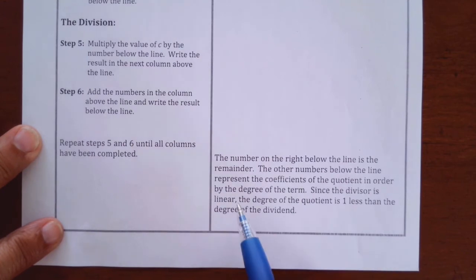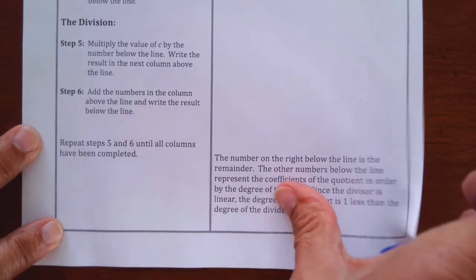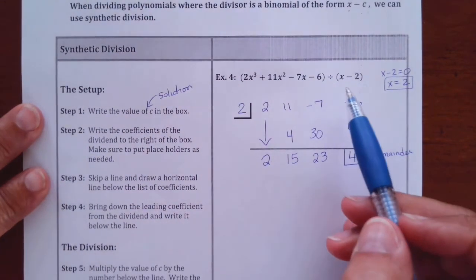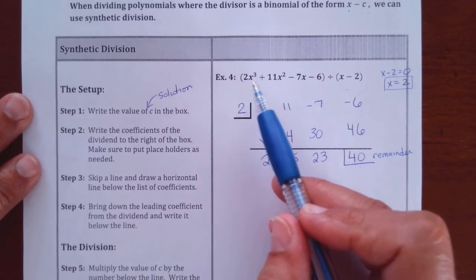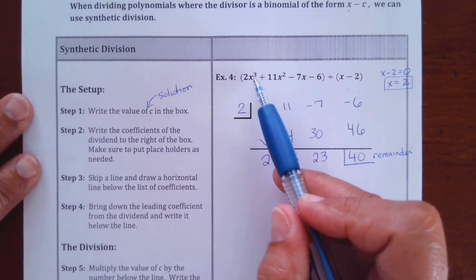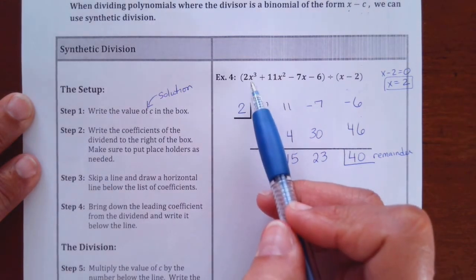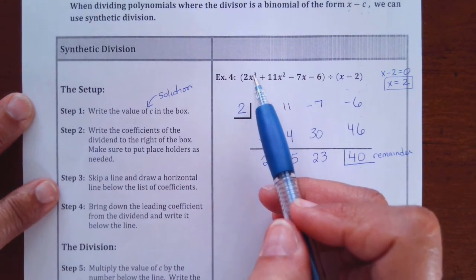Since the divisor is linear, the degree of the quotient is 1 less than the degree of the dividend. So what does that mean? Because we divided by x minus 2, we've already got one of these x's taken care of. So that means the answer has to be something x squared. It always starts 1 degree less than the problem.